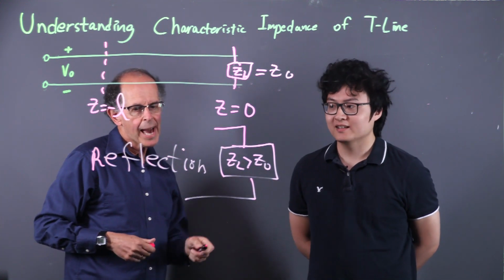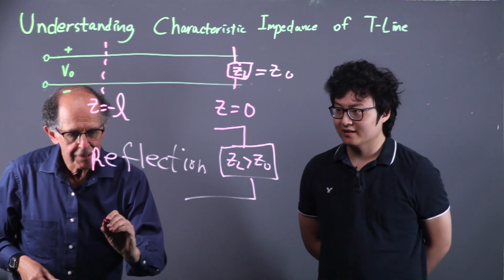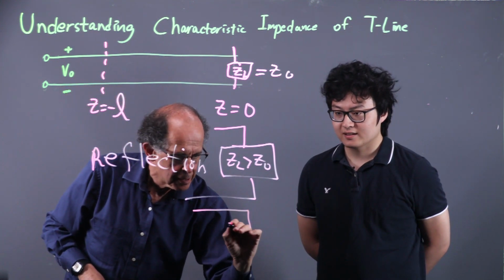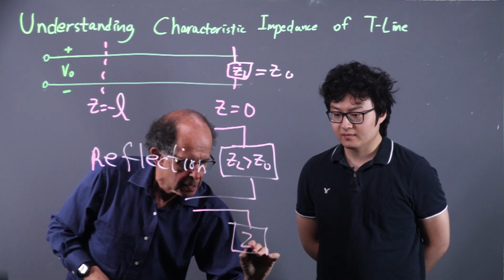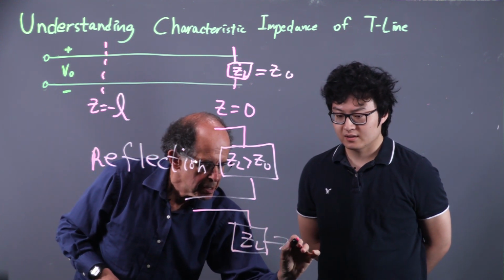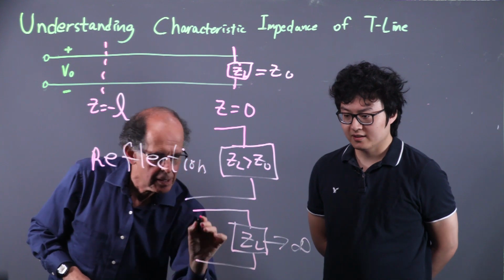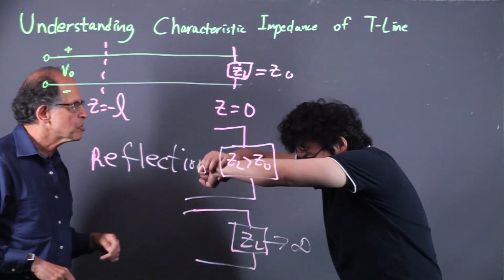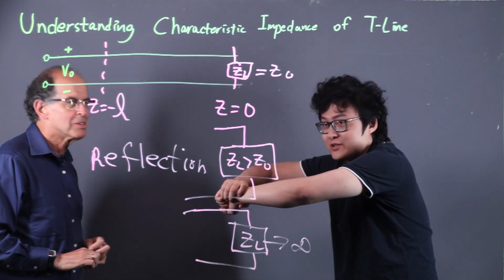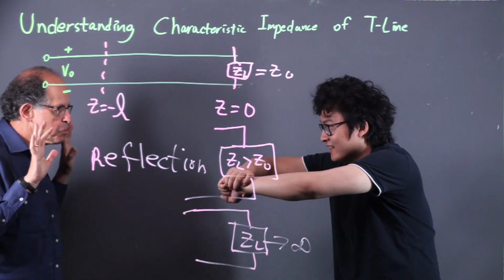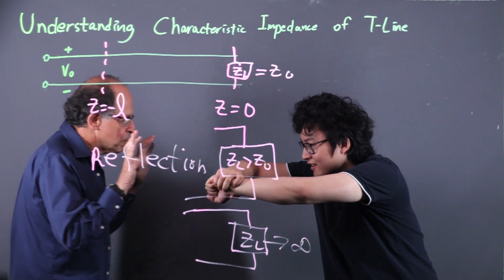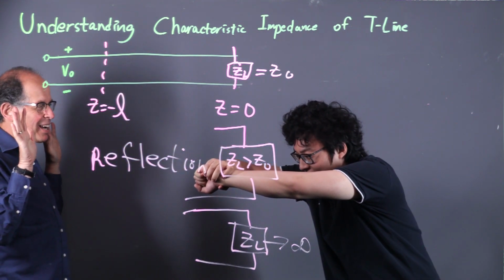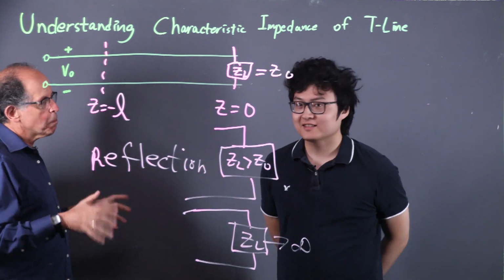So what will happen if we put the load, Z load goes to infinity? Let's make the load that. So what's that called, Sam, before we do? Open circuit. Open circuit. So here comes the voltage wave. It's coming, it's pushing, and reflected back. So now it's open circuit.